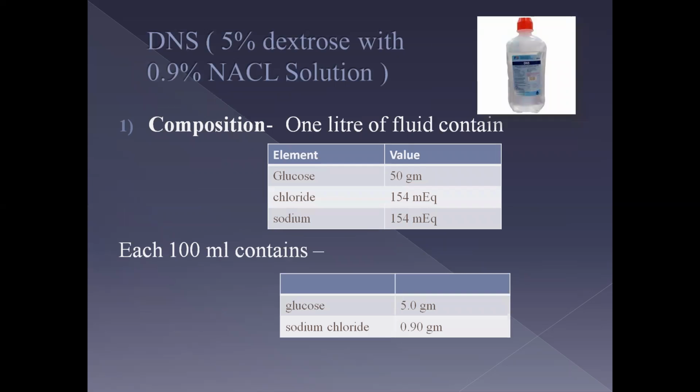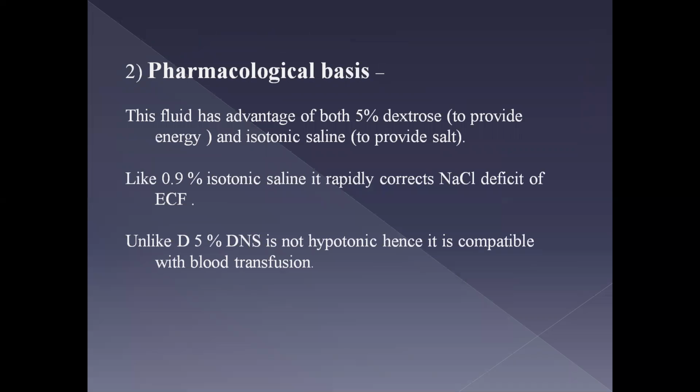Next is DNS, that is 5% dextrose with 0.9% NaCl solution. The composition: 1 liter of fluid contains glucose 50 grams, chloride 154 milliequivalent, and sodium 154 milliequivalent. Each 100 ml contains glucose 5 gram and sodium chloride 0.9 gram.